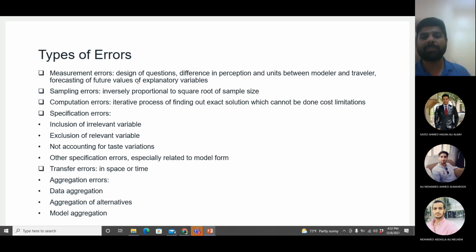Forecasting of future values for explanatory variables. Now, what is the purpose of developing an equation? The purpose of developing the equation is to do something for the future. So I have an equation, and if I want to predict something for the future, I will use the equation.